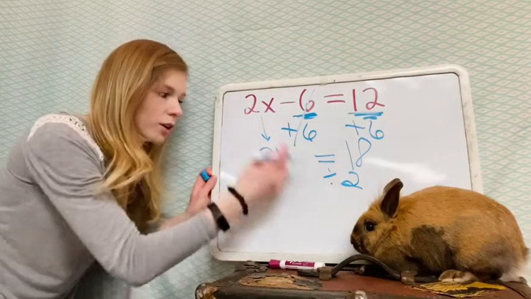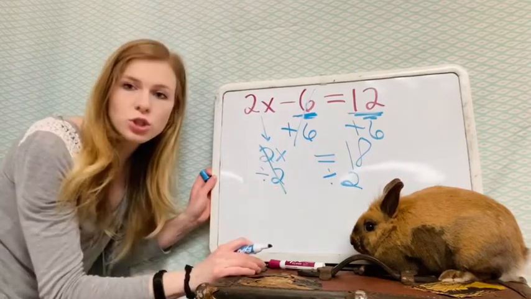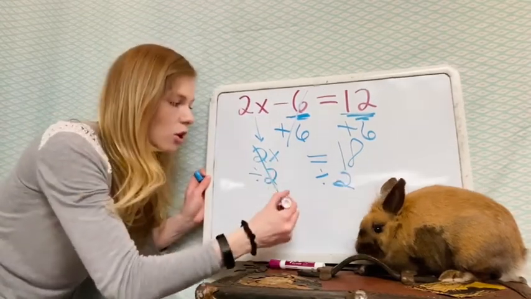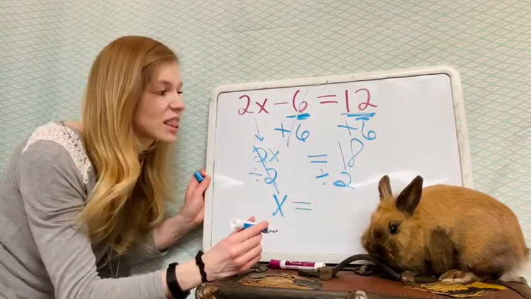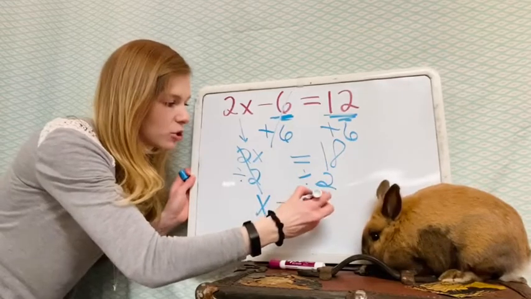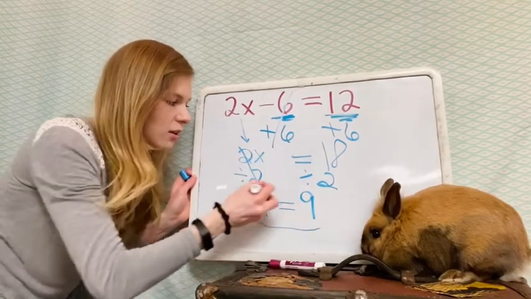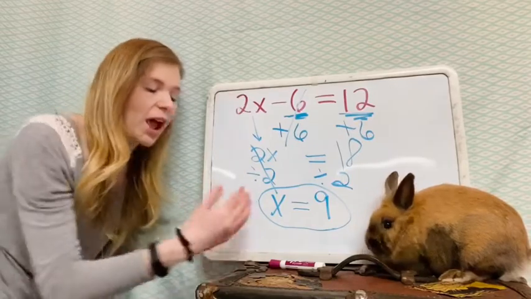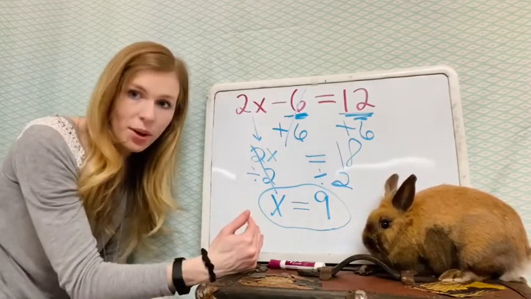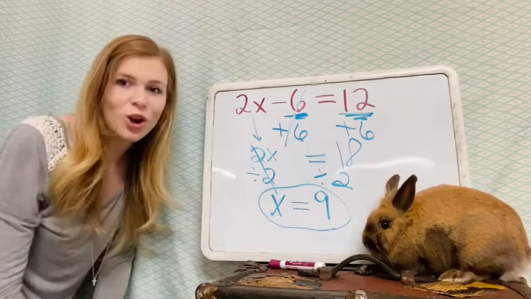So over here, I know that 2 divided by 2 is just 1, so they cancel out, and all I'm left with is my variable. I'm going to bring down my equal sign. Then 18 divided by 2, and I know that is 9. I circle my answer because I know that now I have my variable on one side all by itself and the number on the other side.